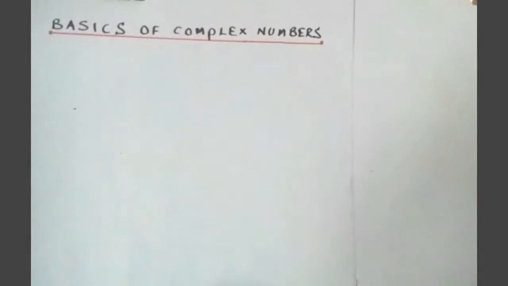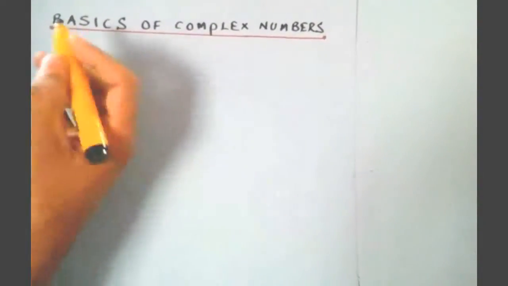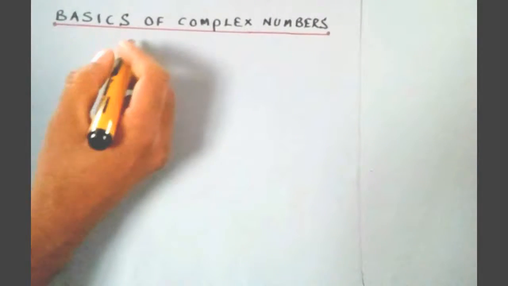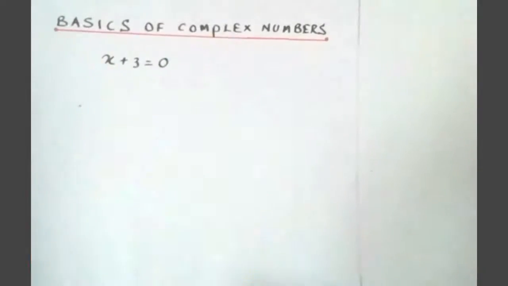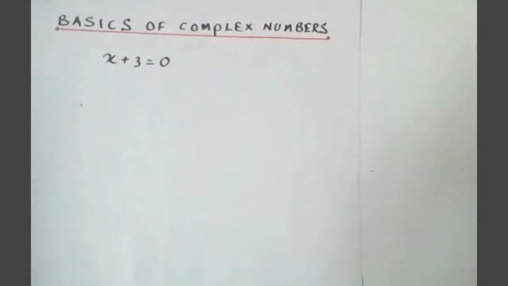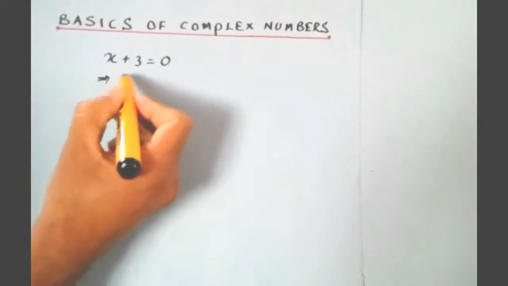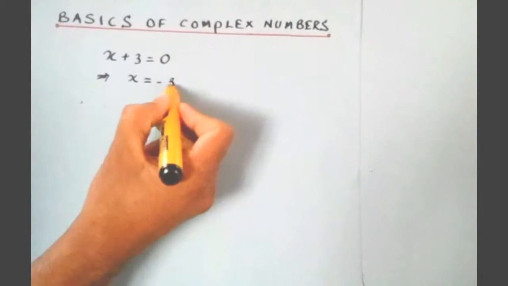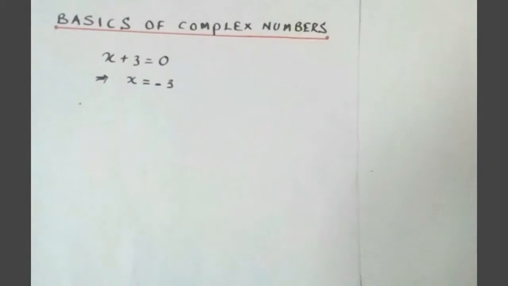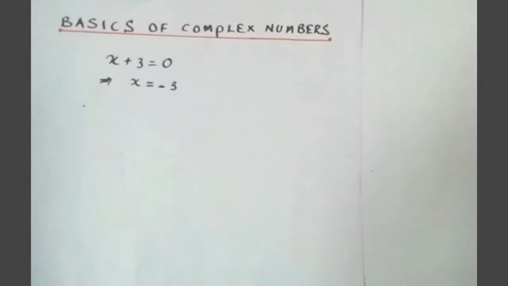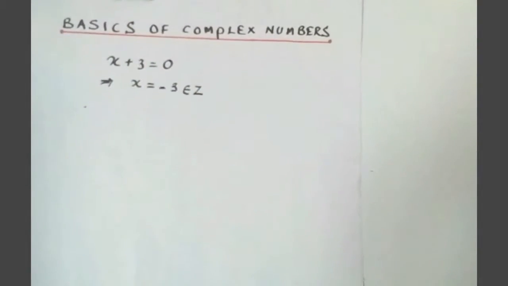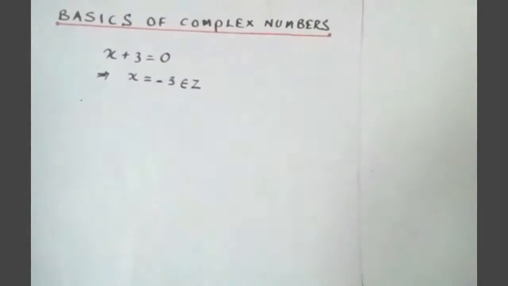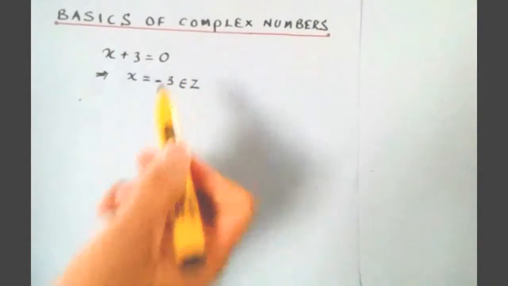Now you see, first I want to solve some equations. For example, if I take a simple linear equation, x plus 3 equals 0. If you want to solve this equation, it is very simple. That is x equals minus 3, by adding minus 3 on both sides. So what is minus 3? Minus 3 is an integer, so minus 3 belongs to Z. So we say x plus 3 equals 0 has a solution in the set of integers.